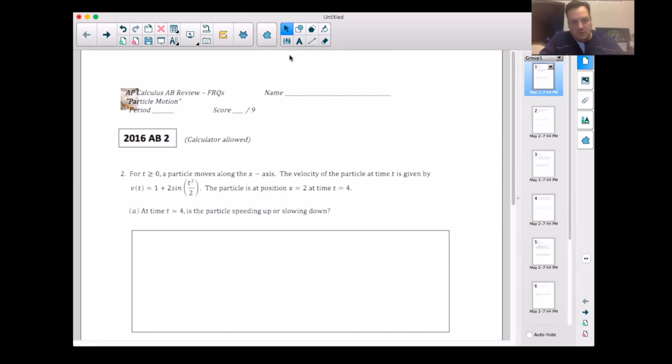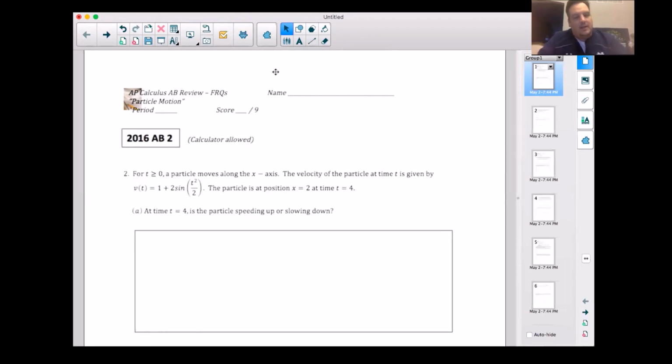So I'm looking forward to tonight, and hopefully you can bear with me through any glitches that we have. So we're going to jump right into it. One of the things I love about particle motion is that it's on the AP exam about 2 out of 3 years.